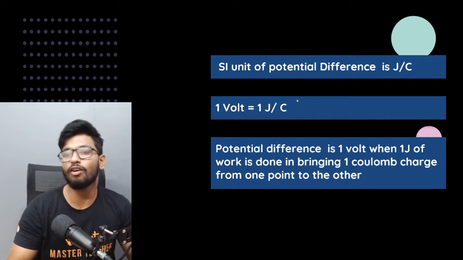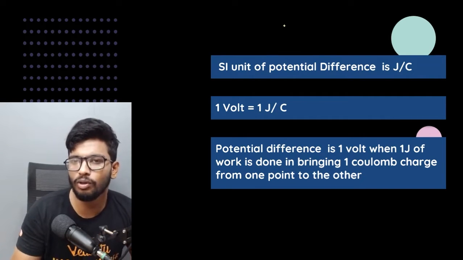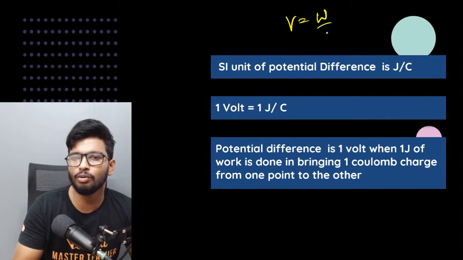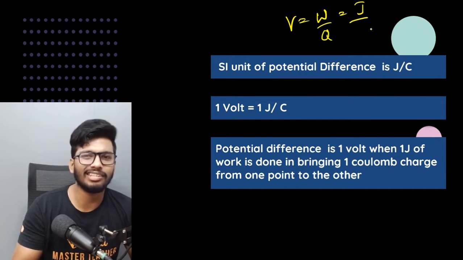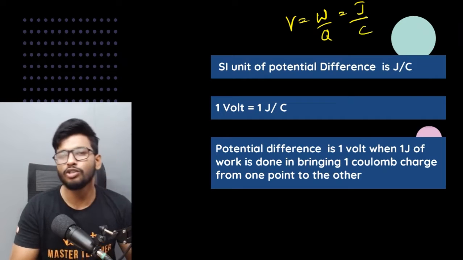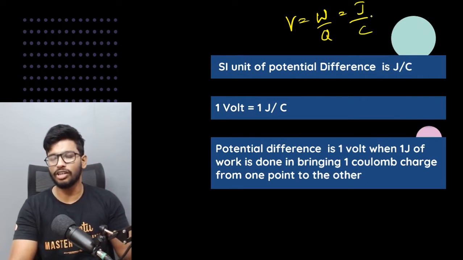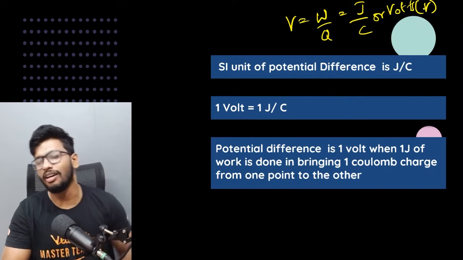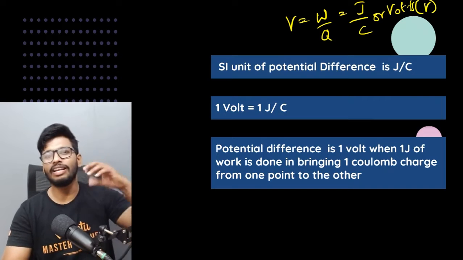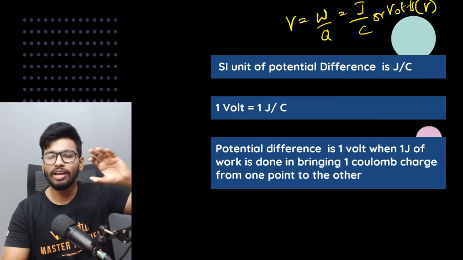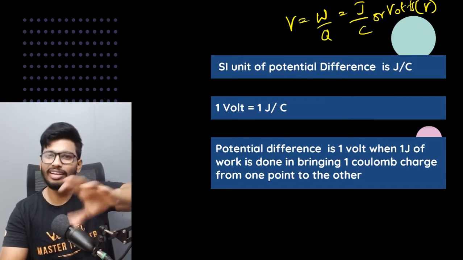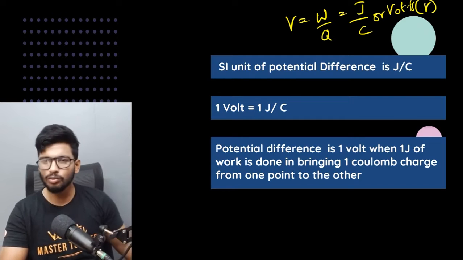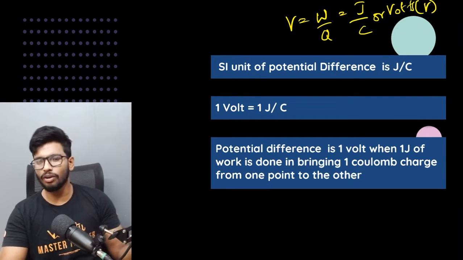The SI unit of potential difference, guys, is joules per coulomb, because if you look at the formula, it's nothing but W by Q. The SI unit of W, that is work done, is joules, and the SI unit of charge is coulomb. So joules per coulomb is the SI unit of potential difference, which is also written as volts. Basically, to honor Sir Alexander Volta, we have named it volts. So you can write either joules per coulomb or volts. In most cases, you will write it as volts.